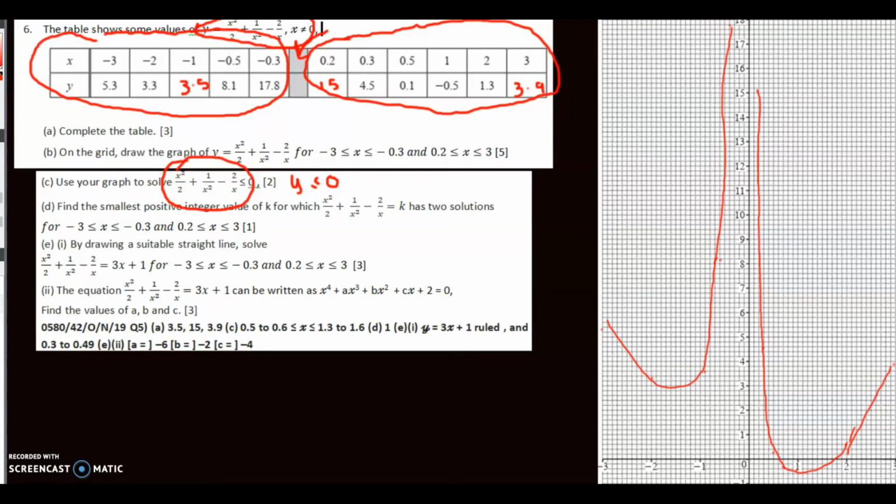So where is y less than 0? Below this line, this is the line y equals 0. Below this line, y is less than 0. So what are the values of x in this range? Here the value of x is around 0.6. Yes, this is 0.6. And here the value of x is 1.3 something. No, it's 1.6.